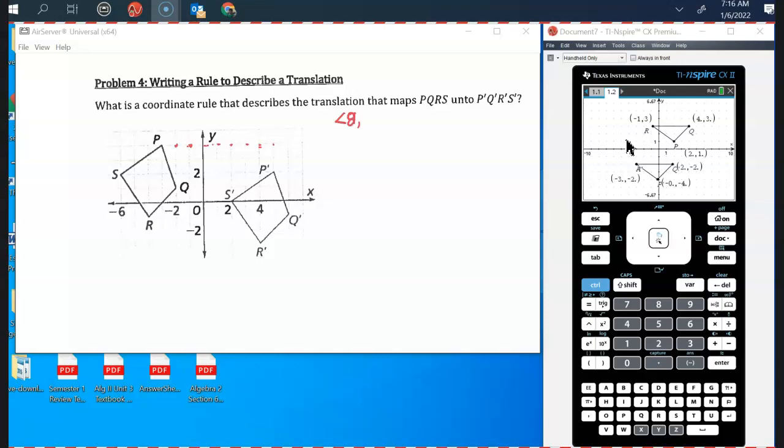8 units to the right, and we go down 1, 2. We go down 2 units. So that is our rule. We have 8, and then we have -2. That's what we're going to have as a rule to get from P to P prime. And you do that for each of those points. And so that's the answer. This is a rule.